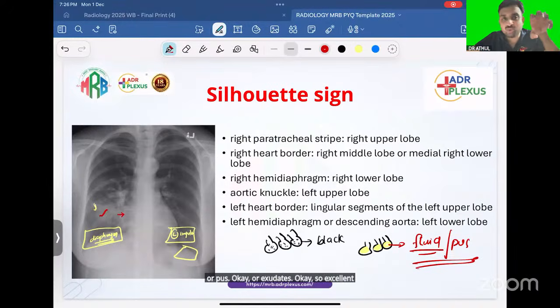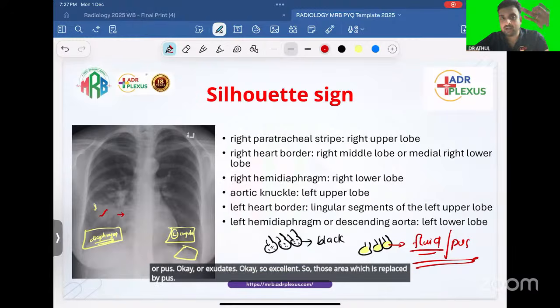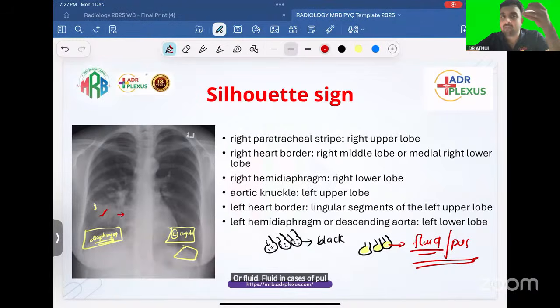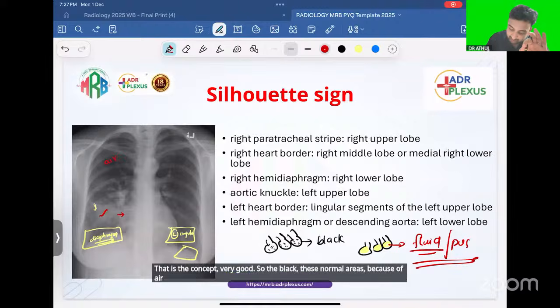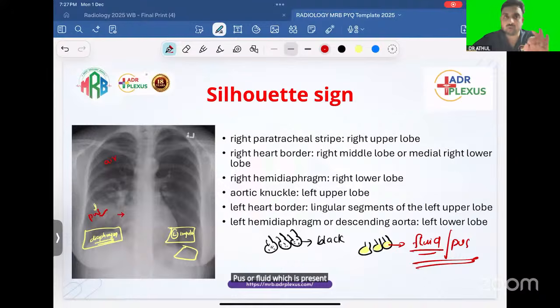The area which is replaced by fluid in cases of pulmonary edema, or pus in cases of pneumonia, will be seen as white, or radio-opaque, in a radiograph. That is the concept. So the black normal areas are because of air, and this white area is because of pus or fluid present within the alveoli. This is the basic concept of a radiograph.